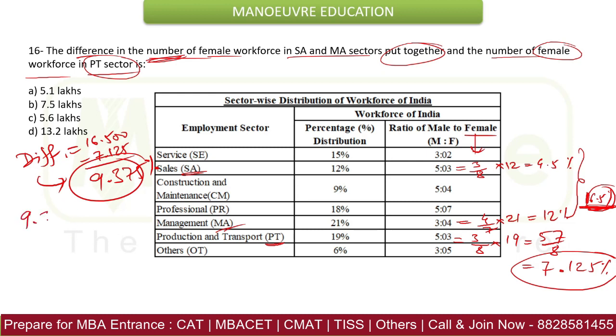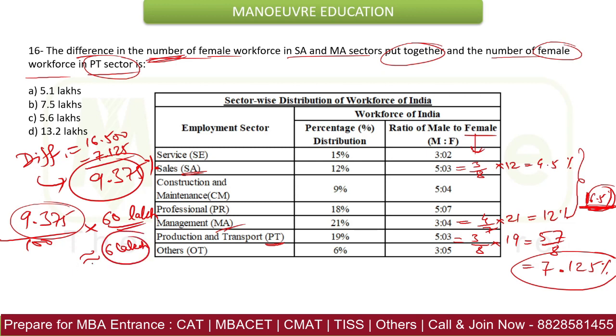So this will be 9.375 divided by 100 into total workforce. So total workforce, as we have seen, is 60 lakh. Now it is closer to 10, which means 10% of 60 lakh, that is approximately 6 lakh. But since it is less than 10, our answer should be less than 6 lakh, but closer to 6 lakh. That value will be 5.6. So hence option C will be the answer over here, which you can solve.